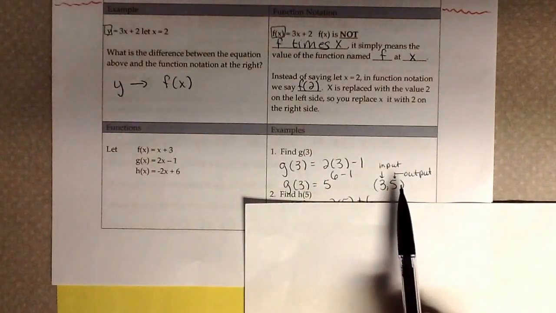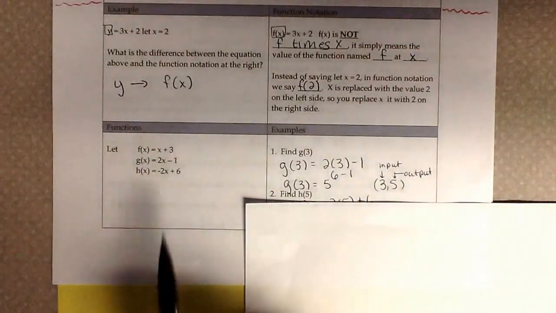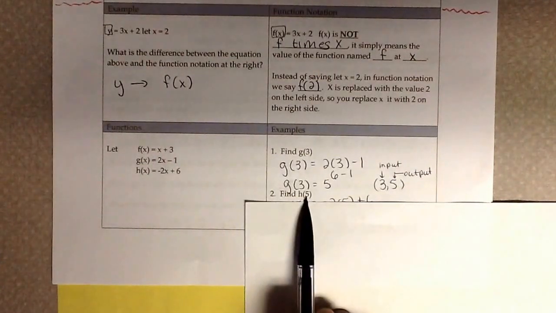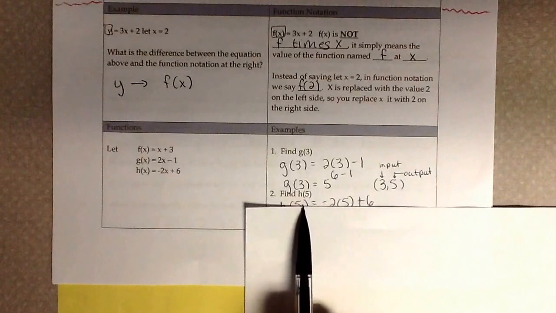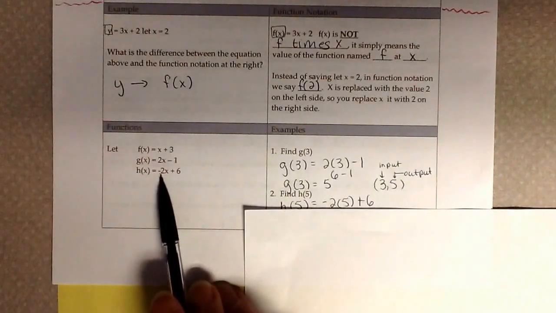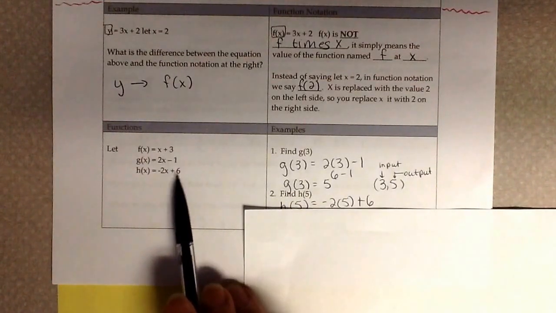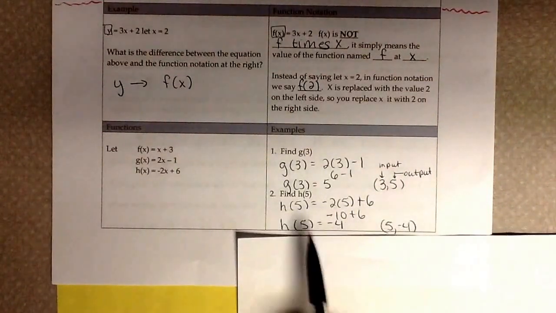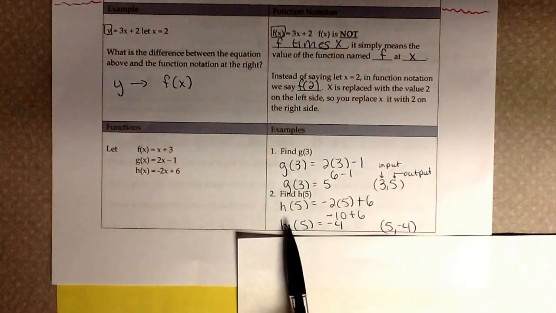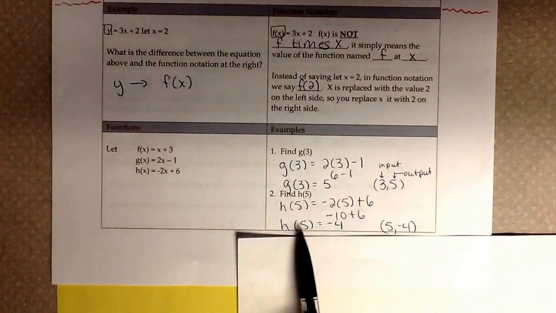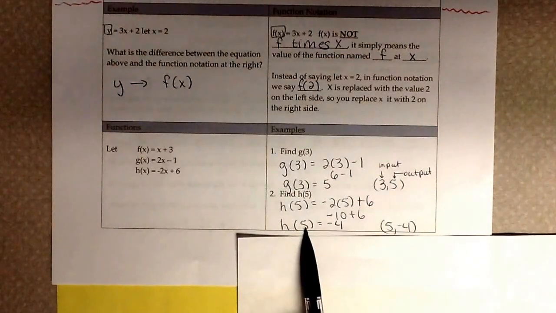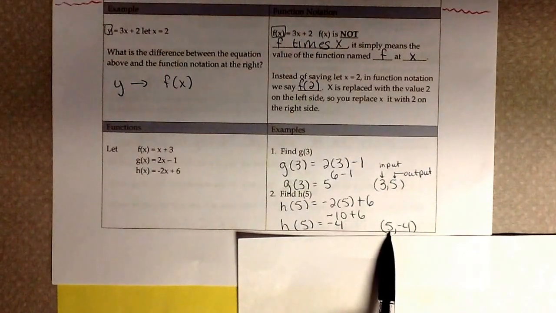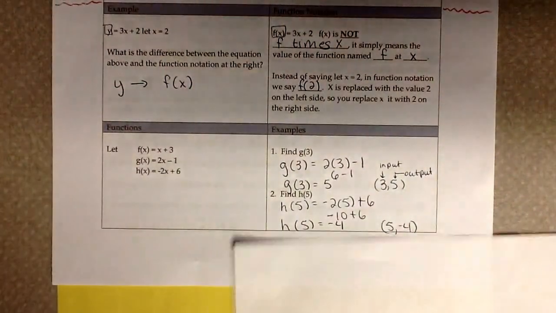Let's do another function. This time let's use the function h, so that identifies that I need to go to this function here. This time I'm going to substitute 5. So that means I have negative 2 times 5 plus 6. And when I go to simplify that, I get negative 10 plus 6. So for the function h, when I substitute 5 for x, I end up with the value negative 4. So again, this is my x value, my input, and that's my y value, which is my output.